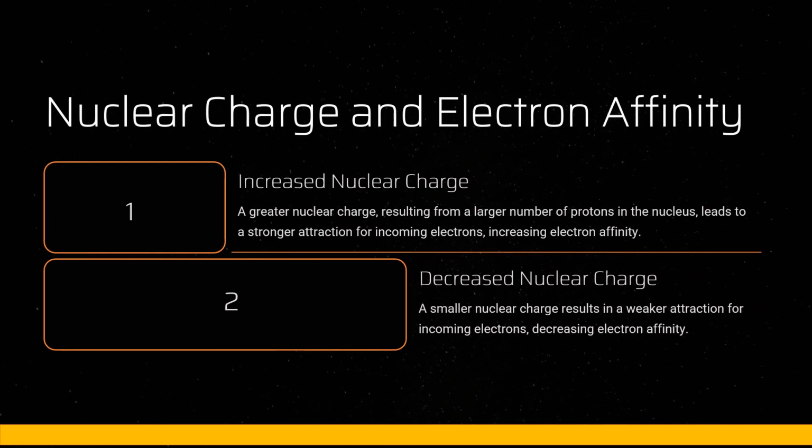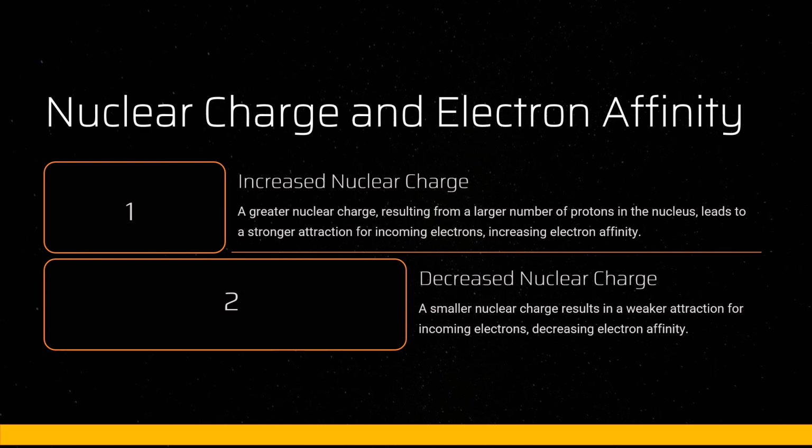Let's talk about how the nuclear charge of an atom influences its electron affinity. Nuclear charge refers to the number of protons in the nucleus of an atom, and it has a direct impact on how strongly the nucleus attracts incoming electrons. When the nuclear charge is higher, meaning there are more protons in the nucleus, the attraction for incoming electrons becomes stronger. This results in a higher electron affinity, as the atom is better equipped to capture and hold on to the new electron. On the other hand, a smaller nuclear charge means fewer protons in the nucleus.